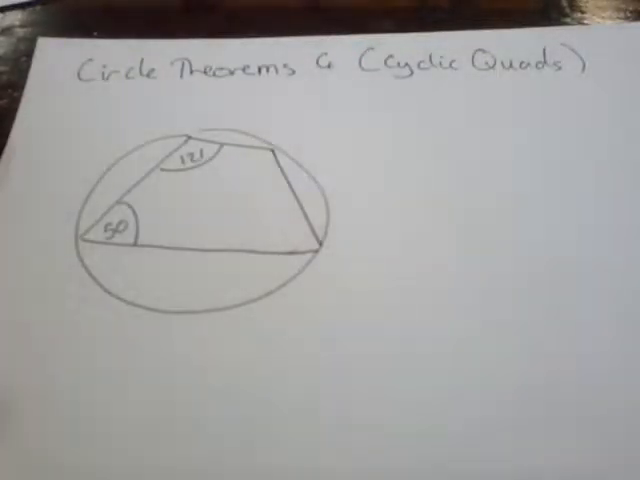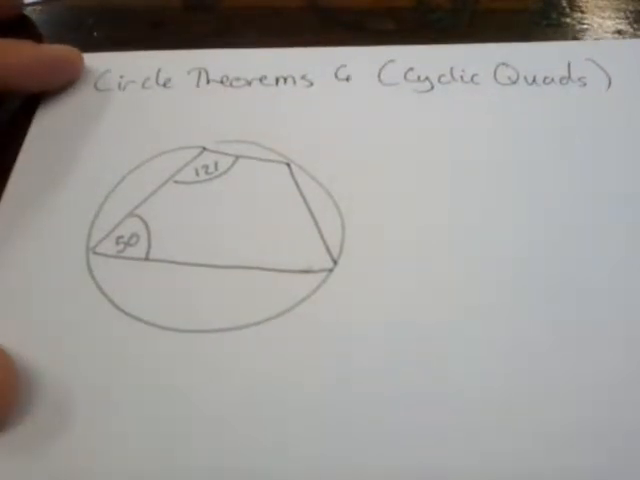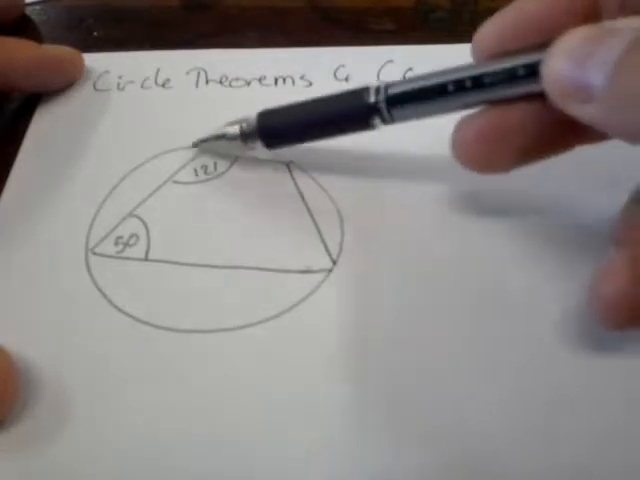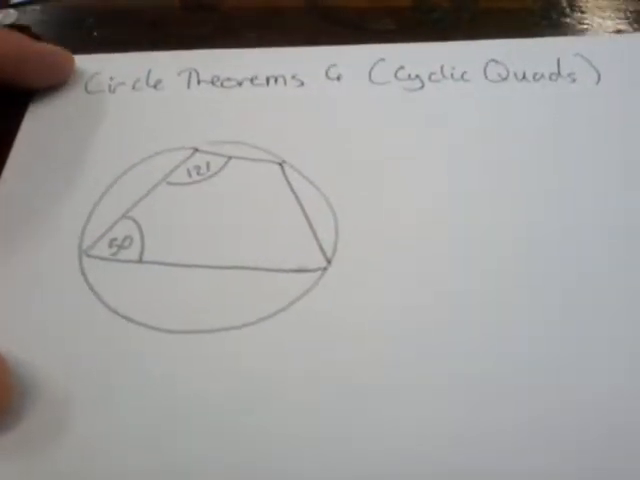Okay, this is the fourth circle theorem. The fourth circle theorem is about things called cyclic quadrilaterals. A quadrilateral is a shape with four sides. A cyclic quadrilateral is a shape with four sides where all four of the corners, all four of the vertices, lie on the same circle.